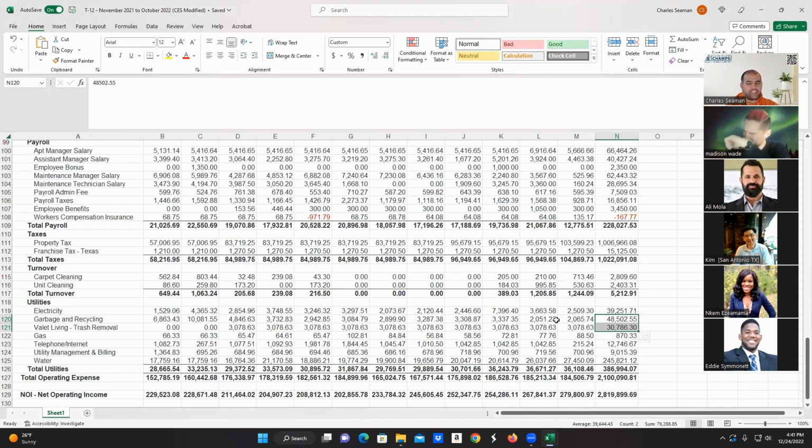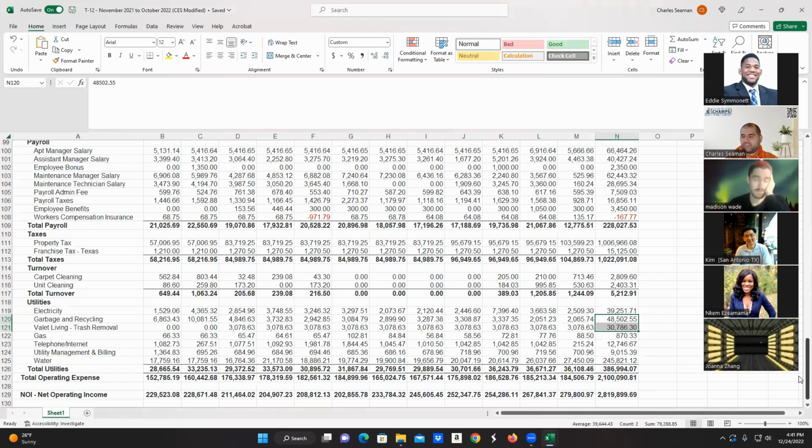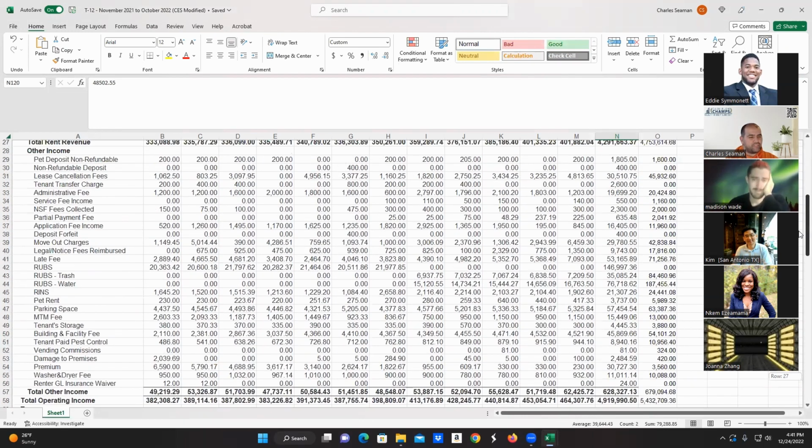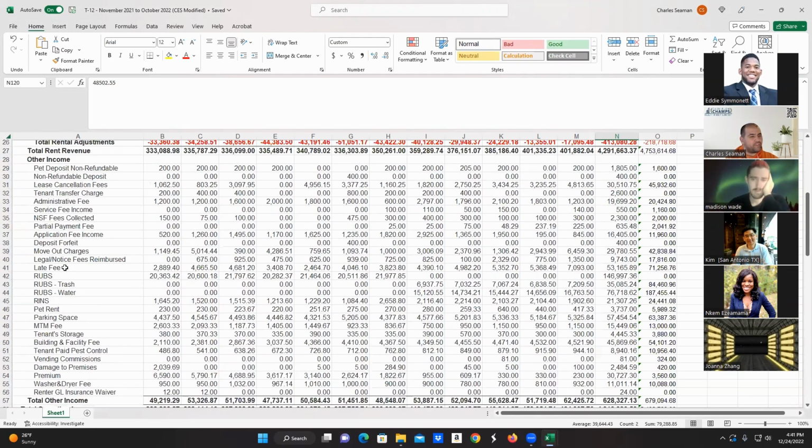Let's just see, for example, being that they weren't really billing back the renter's insurance, let's see if they're billing back the valet trash yet. So they're paying $30,000 a year for that, 78,000 when you factor in regular trash removal. What are they collecting back? Eddie, you have a question?